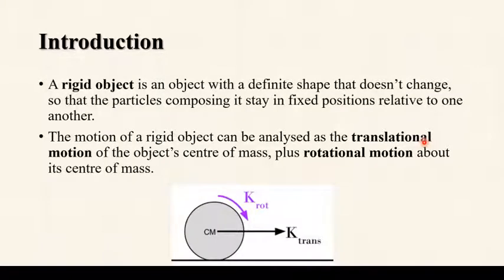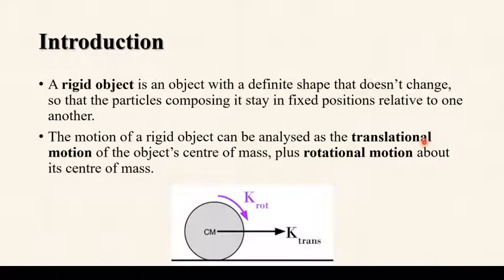First thing, chapter 8. Chapter 8 is rotation of a rigid body. So you have to know what it means by rigid body. A rigid body is an object with a definite shape that doesn't change. So the shape is fixed. For example, a table, the shape cannot be changed. So what is a non-rigid body? For example, liquid. The shape is not fixed. That's why we cannot call it a rigid body.